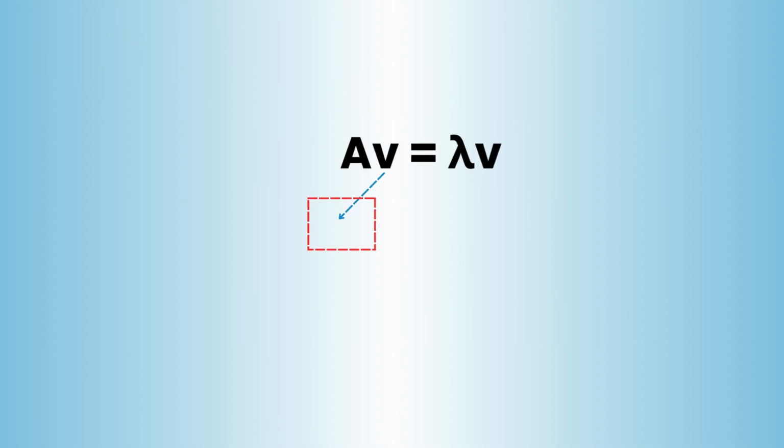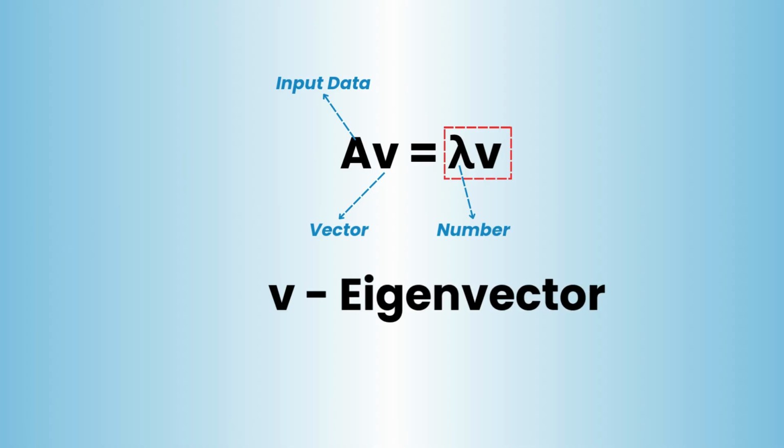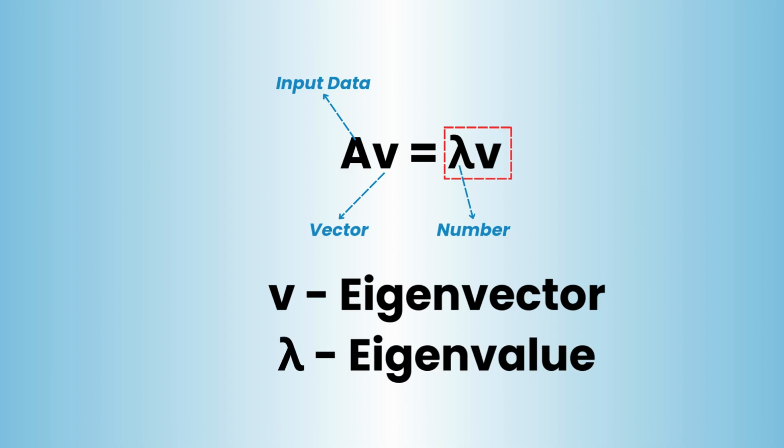On the left, we multiply a vector v by a matrix A. Usually, this rotation changes the vector. But for an eigenvector, the result is exactly the same as just multiplying the vector by a single number, a scalar, which we call lambda. Here, v is the eigenvector representing the direction, lambda is the eigenvalue representing the scaling factor.